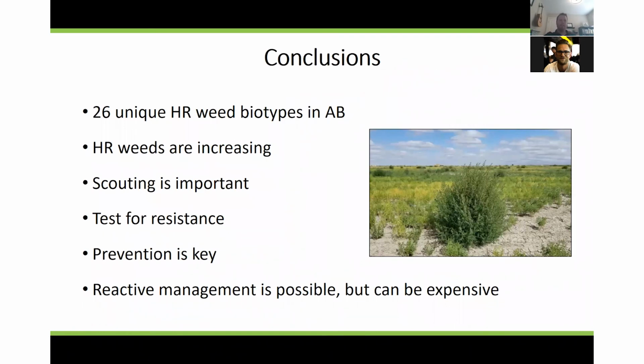So in conclusion, currently in Alberta, we have 26 unique types of herbicide resistance, and resistance across the prairies appears to be increasing based on our surveys. Scouting for resistance is very important, especially in early diagnosis of a herbicide-resistant weed biotype. And it's really important to test that weed for resistance as well, because this will help inform your herbicide management decisions down the road. And of course, we didn't cover it necessarily in this presentation, but prevention is always key to herbicide-resistant weed control, right? So trying to mitigate resistance in the first place. Reactive management is also possible, but it can be more expensive.